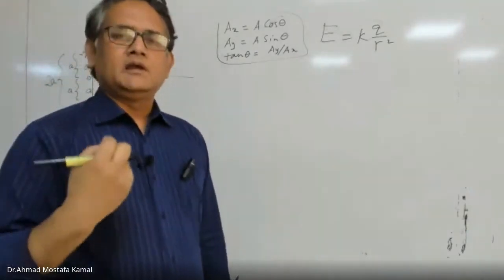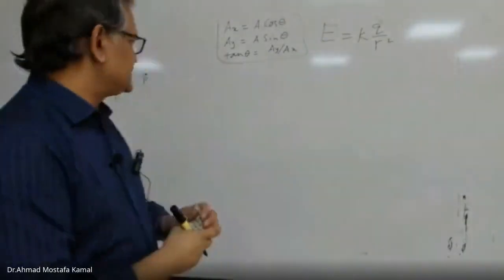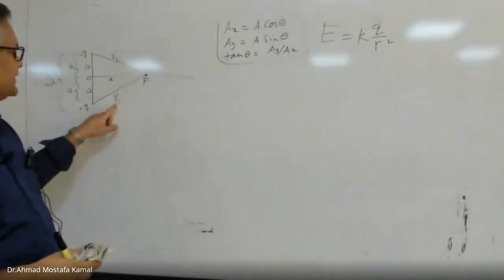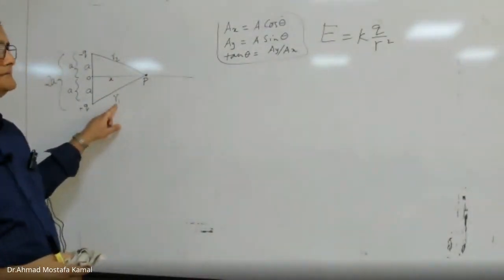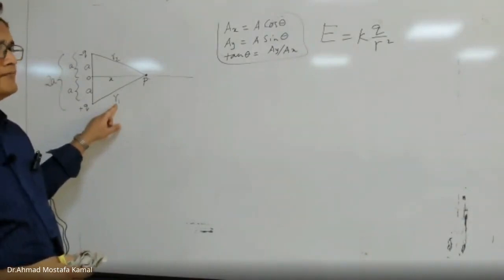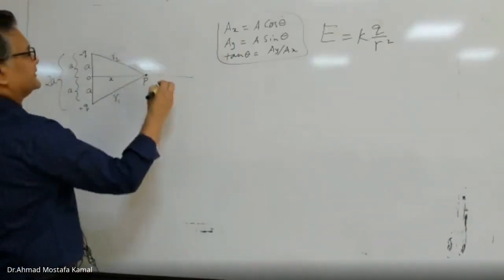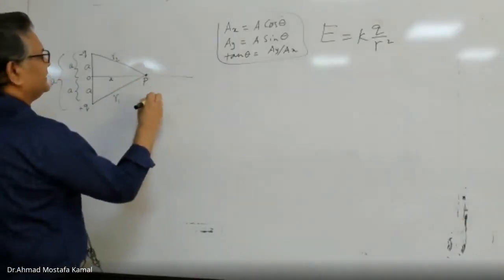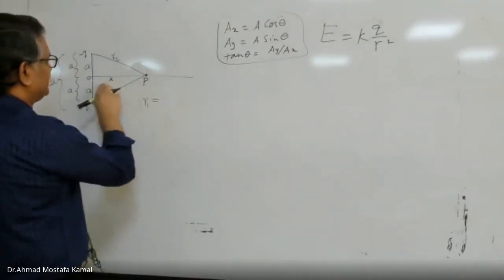So if this is A, this is also A, and we have x and R1. What is the relationship between A, x and R1? Think about the Pythagoras theorem. How can we write it down? Write them down. A square plus x square is equal to R square. Good. Therefore, R1 square is equal to x square plus A square.